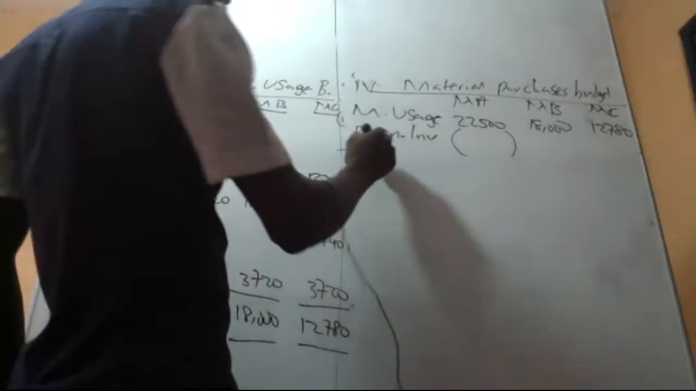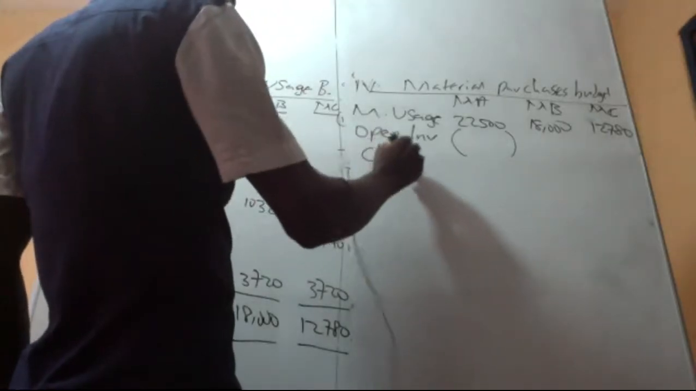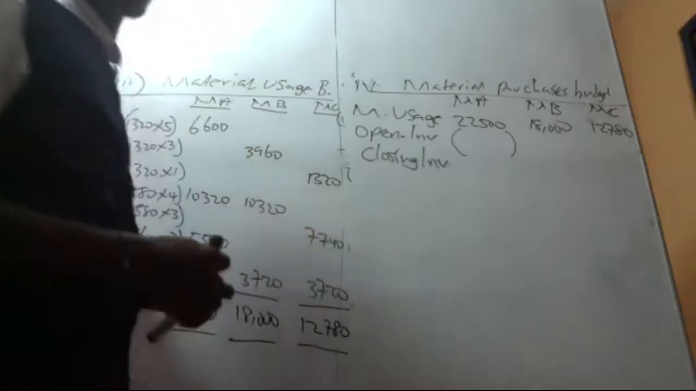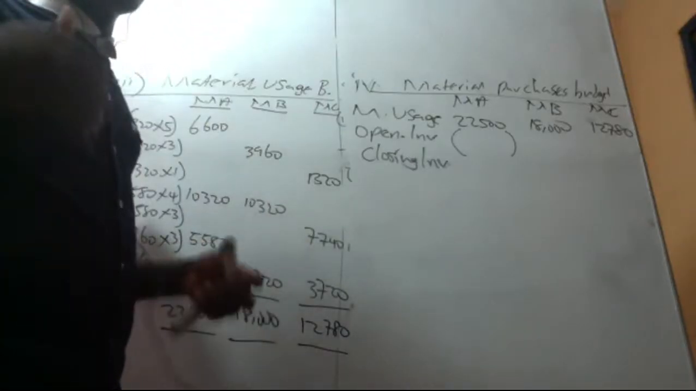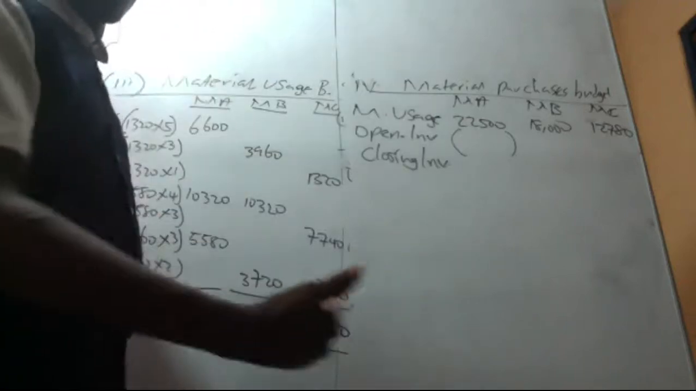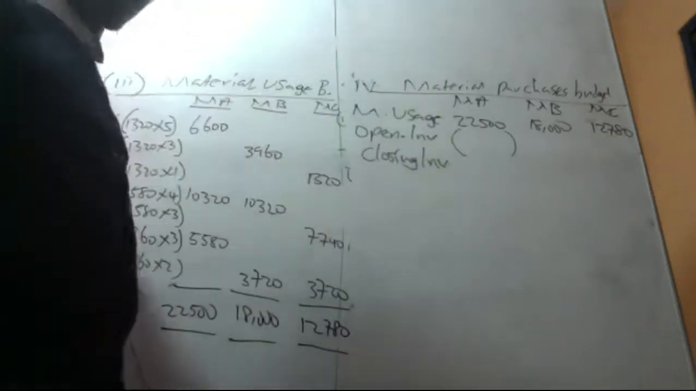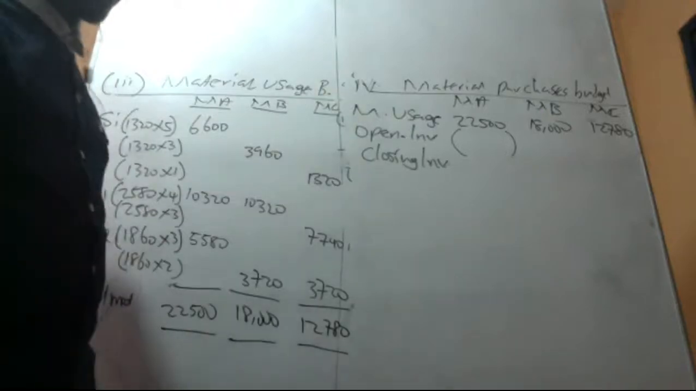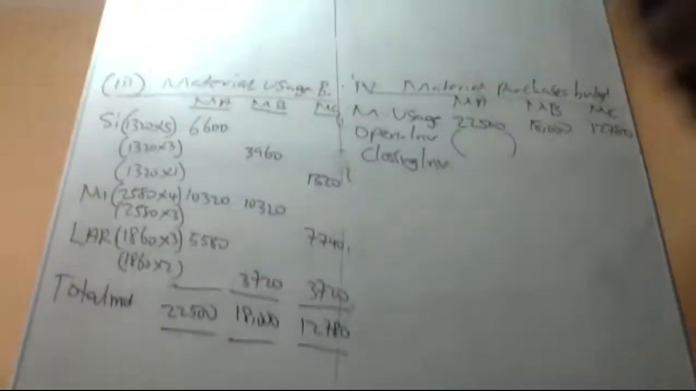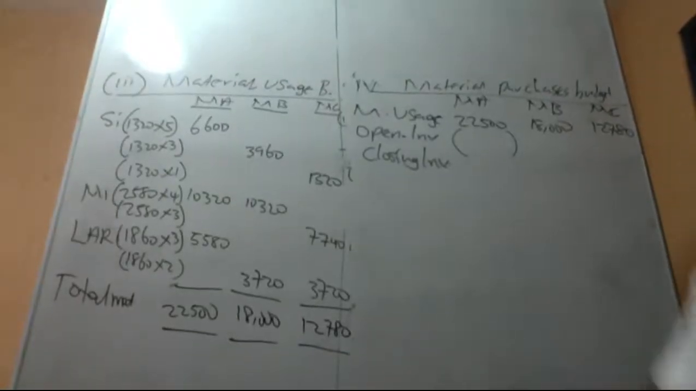And then we add closing inventory. Why are we adding closing inventory? Because that one we have to buy extra and leave some for tomorrow's production. If you don't buy more, you won't get some for tomorrow's production. So that's why that one we are adding to what we are going to buy. So let's go to the question and then pick those items, and then we are almost done.